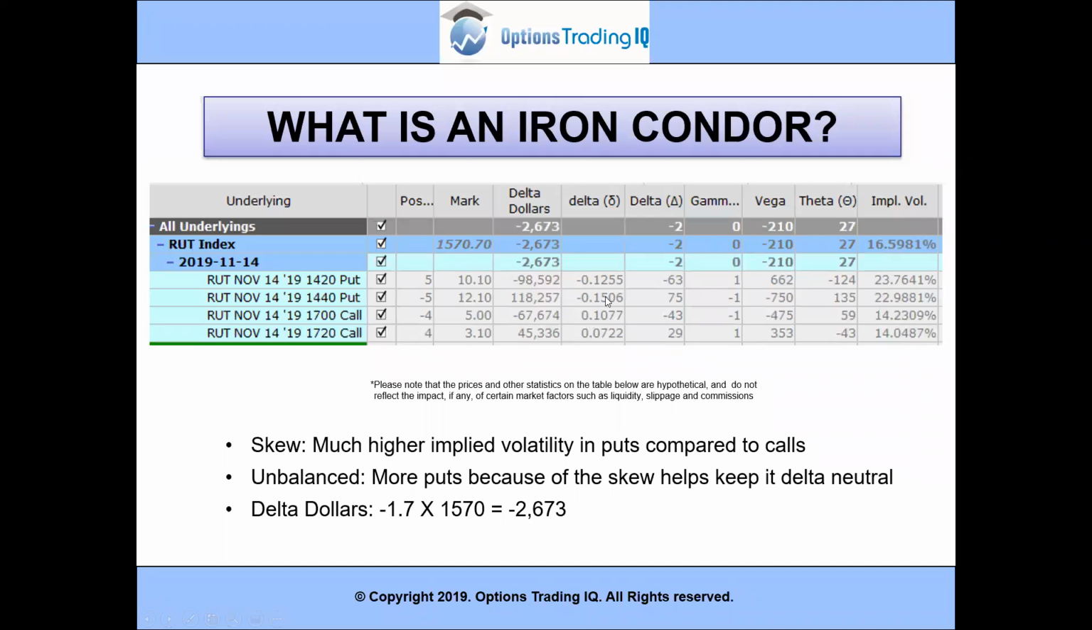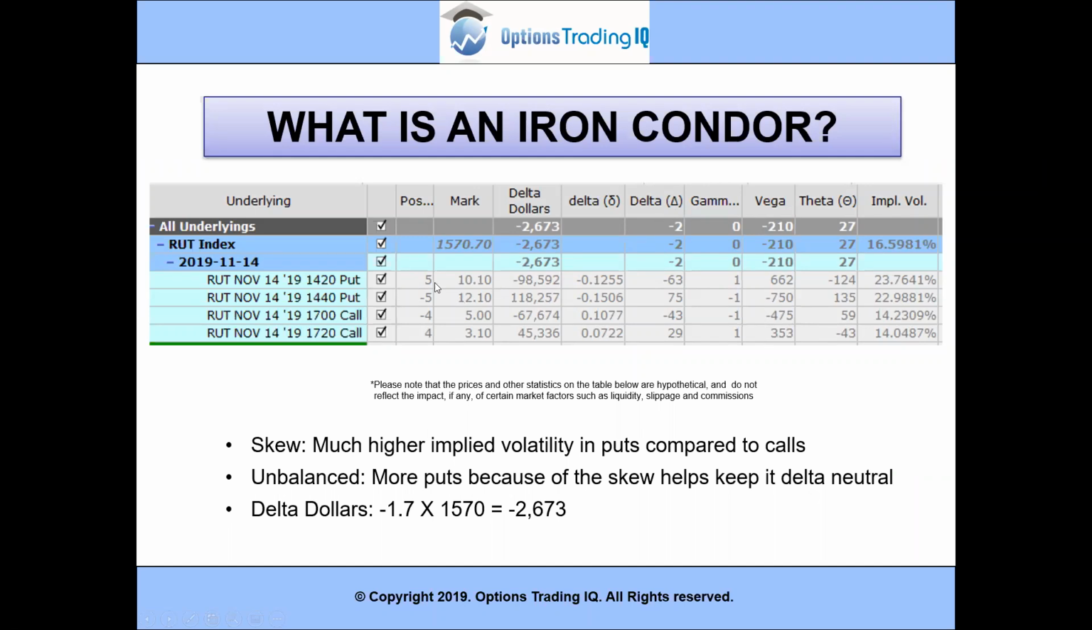I've got a few notes here that there's a bit of skew, much higher implied volatility in the puts compared to the calls. You can see that column on the right there. Implied volatility on the puts is at 23%, and on the calls it's only 14%. So there's always a lot of skew in the Russell. For that reason, a lot of the time I'll do an unbalanced condor. So I'll sell more of the put spreads than the call spreads, which helps get it a little bit more delta neutral. So this trade from yesterday was delta -2.